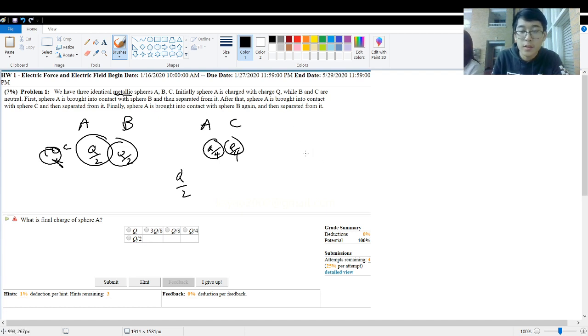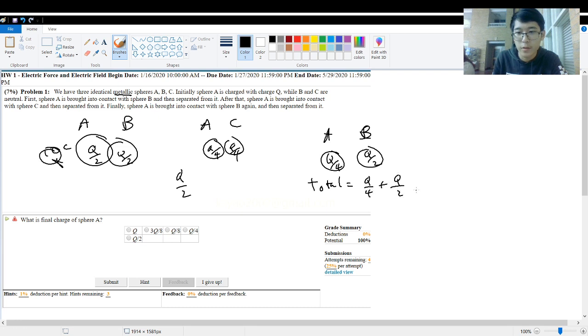This is a bit interesting because of the total charge, so let's draw this out. You have A and B. A is Q over 4 and B is Q over 2. So the total charge is 3Q over 4, you just sum these two together, right? And you know that this total charge must be shared evenly between them, so you divide it by 2. So 3Q over 4 is equal to 2x. That means that x, the charge on one of these spheres, is 3/8 Q. So the answer is that one right there.